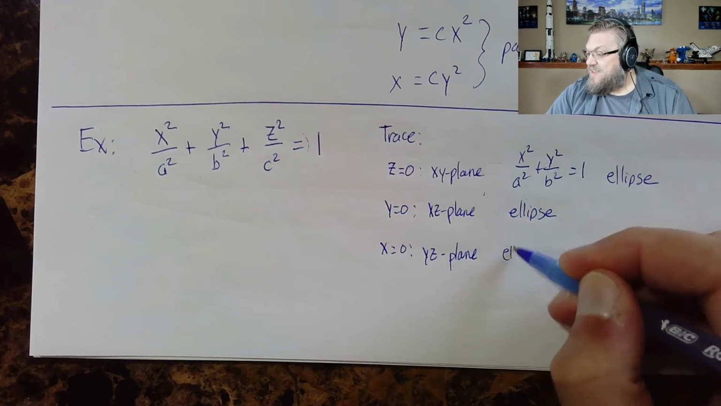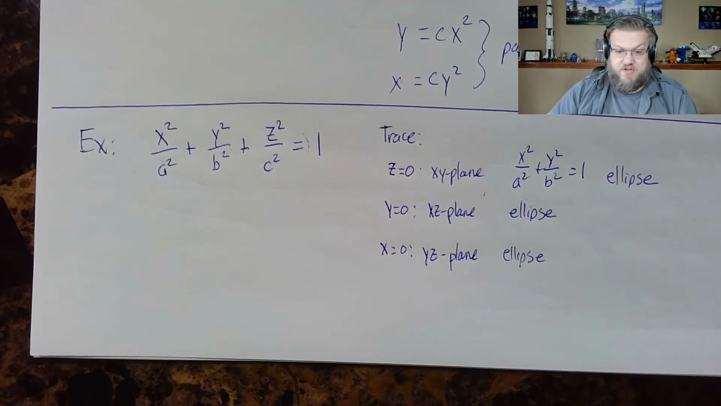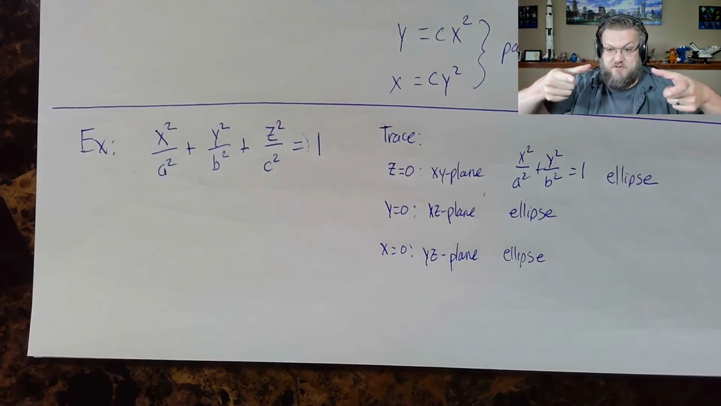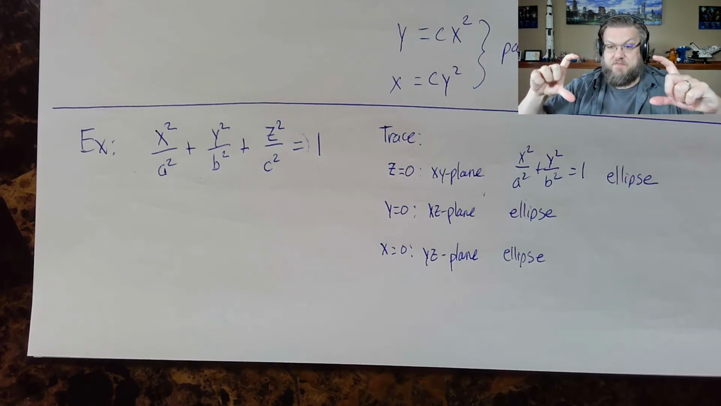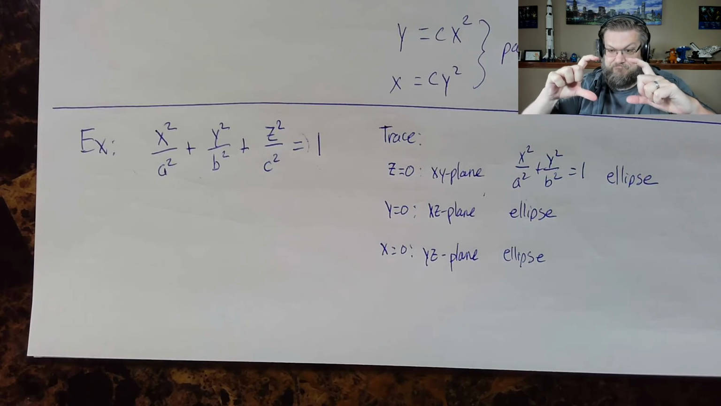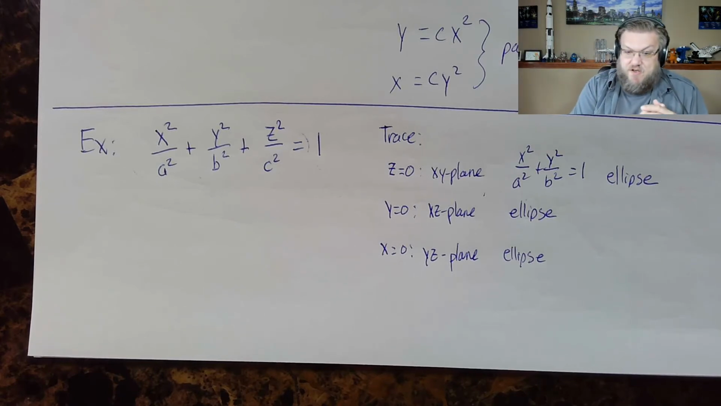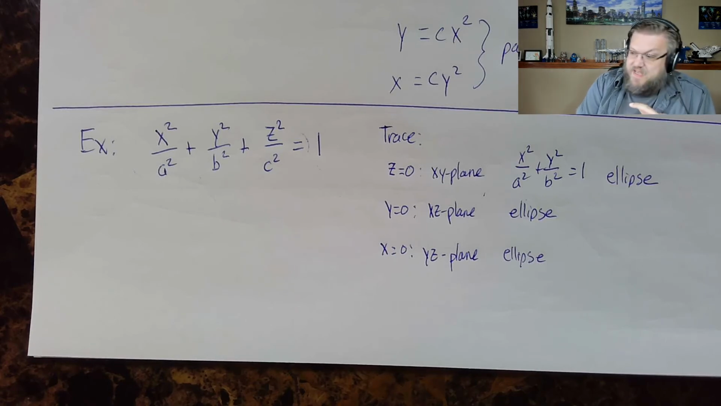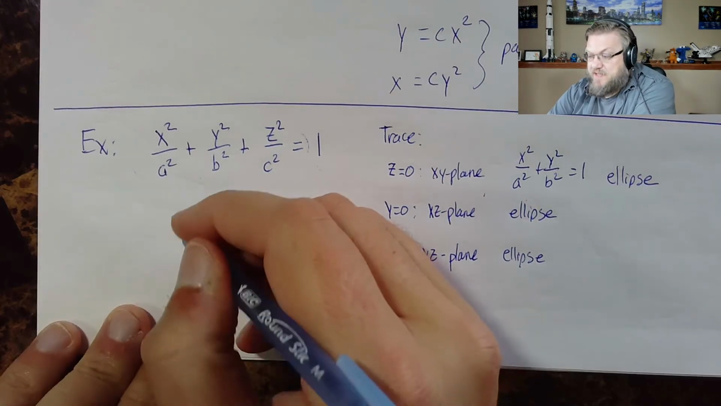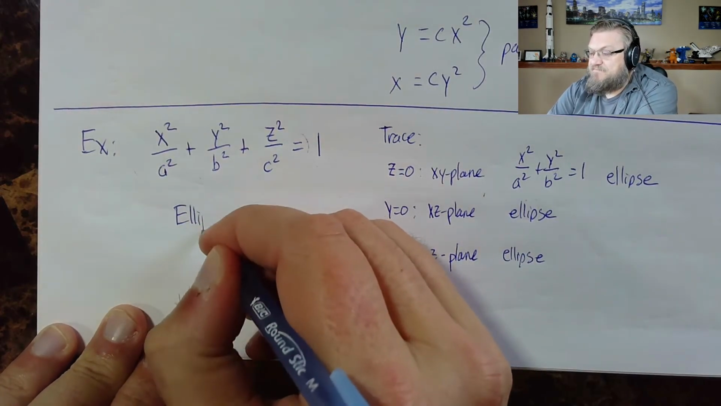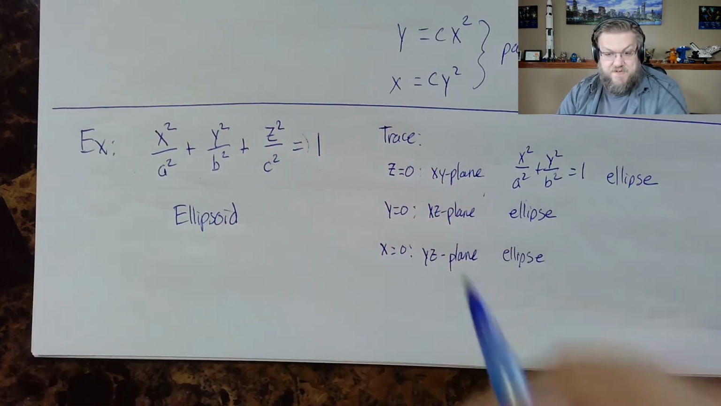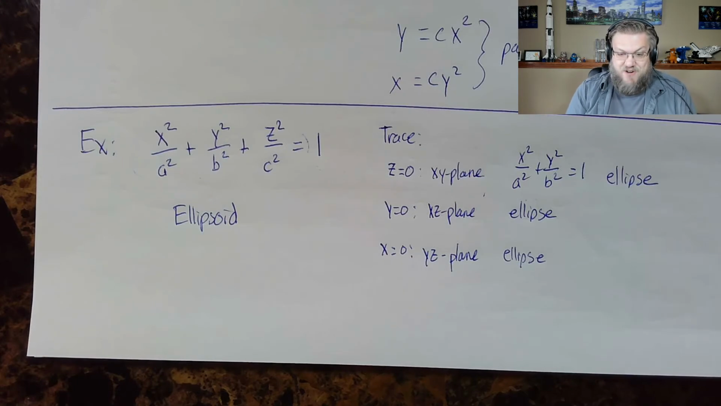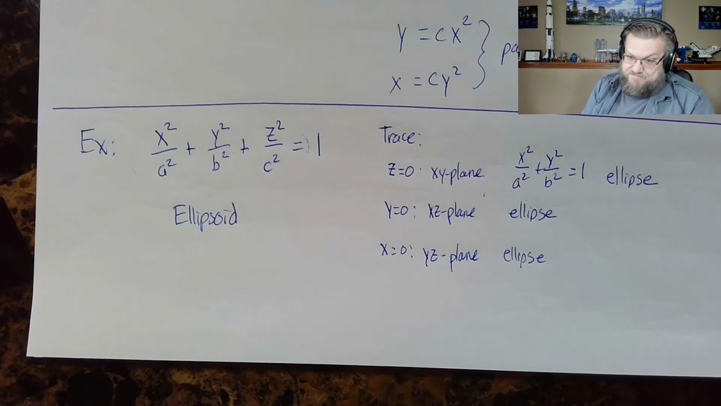And so this helps me visualize what this is going to look like. It's going to look elliptical this way, and elliptical this way. So this way, and this way. Ellipses all the way around. And so we call this an ellipsoid. That's the name for this for probably obvious reasons, because every cross-section is elliptical.